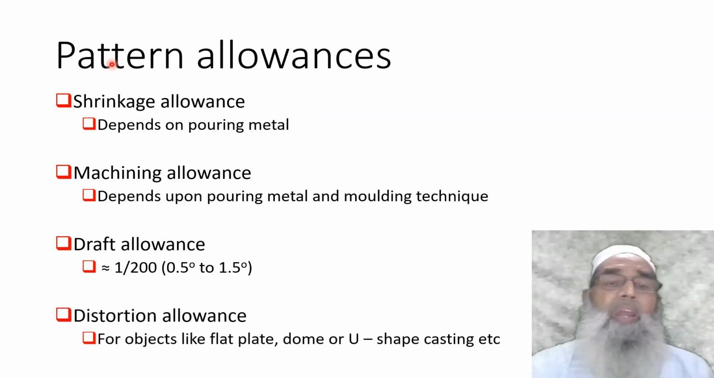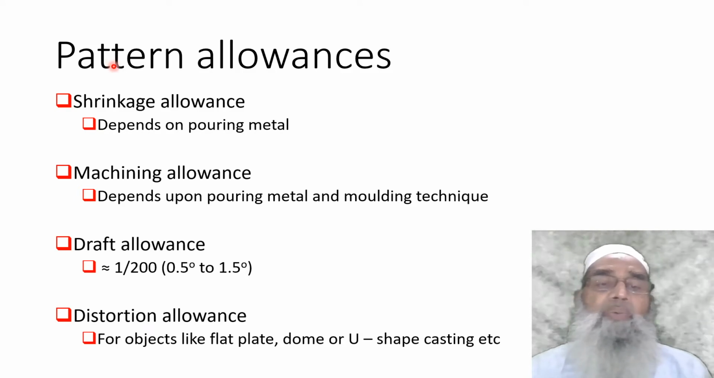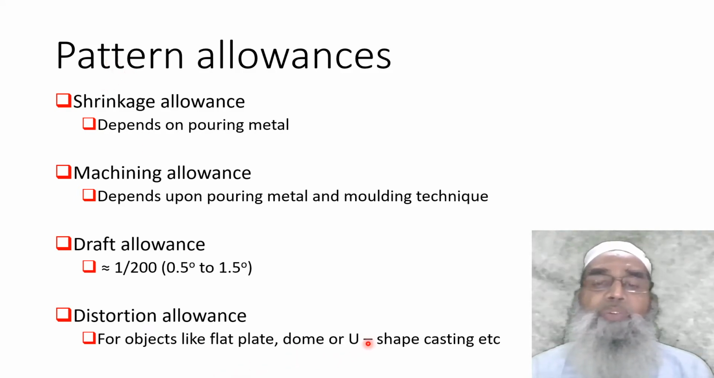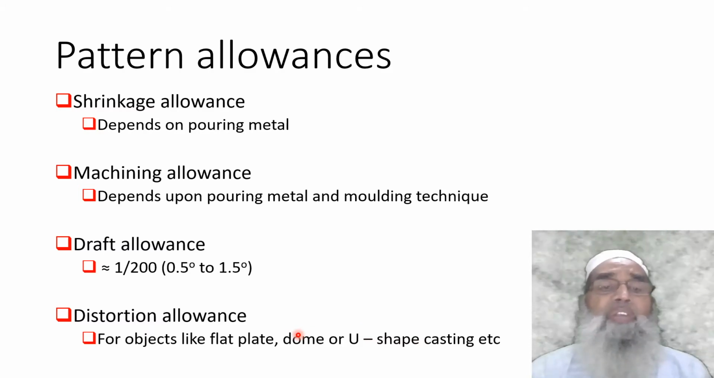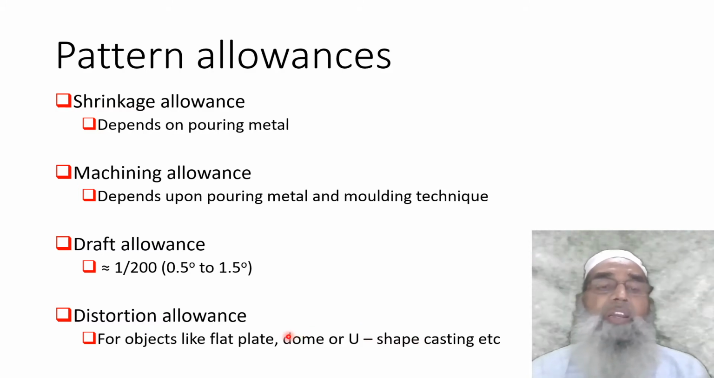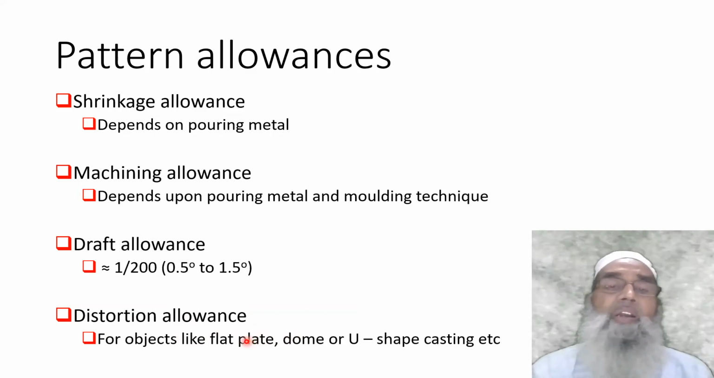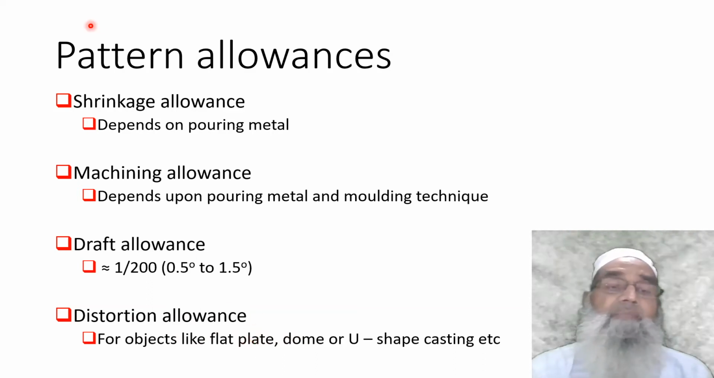Now, objects like flat plate, dome, U shape, V shape, etc., get distorted after solidification, and therefore an allowance should be given so that after distortion they come to the original shape and size that we need.